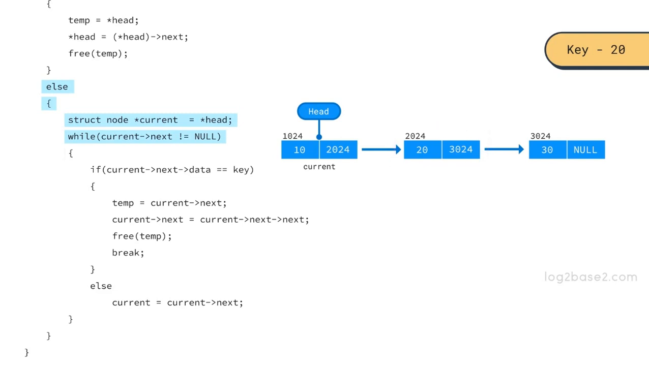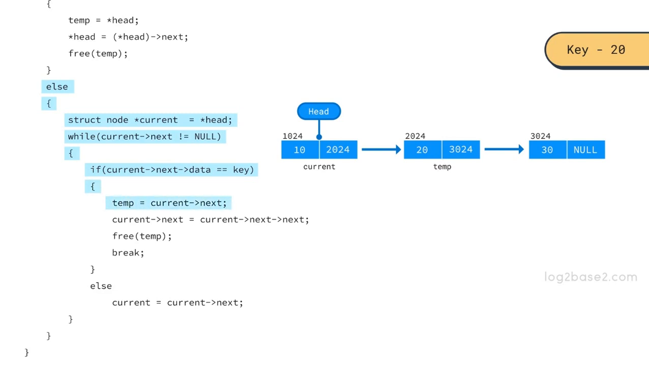Here we have current next equal to 2024 which is not equal to null. So we check if current next data equal to key. In the first iteration we have current equal to head. So current next will be node 2 and its data equal to 20 which is same as the key. So the if condition is true. So back up that node to temporary variable temp.